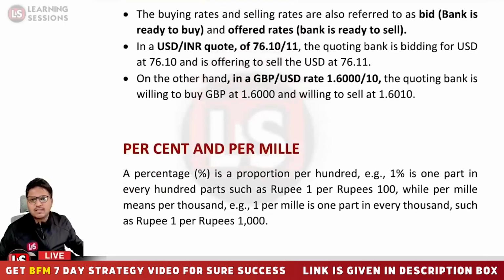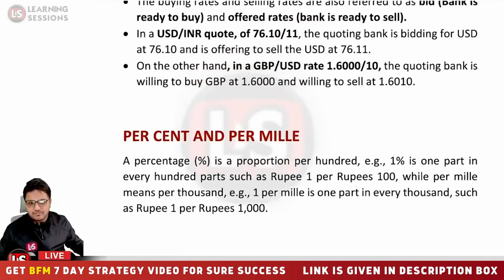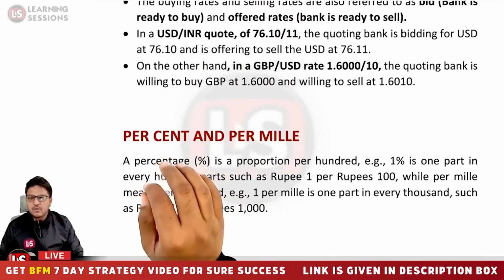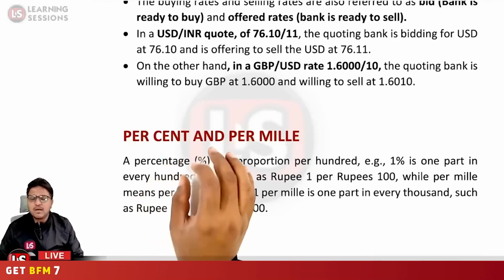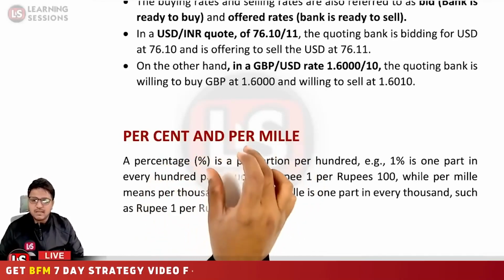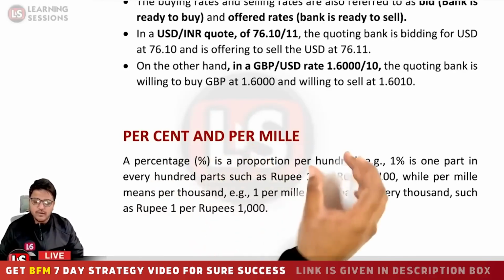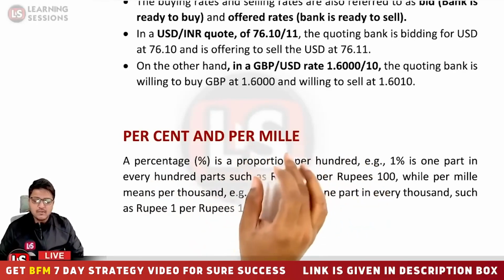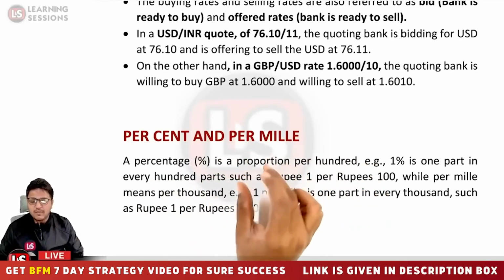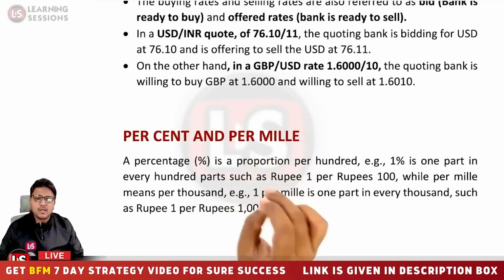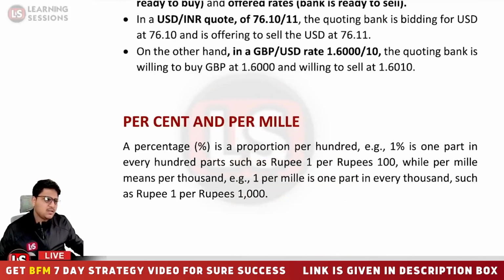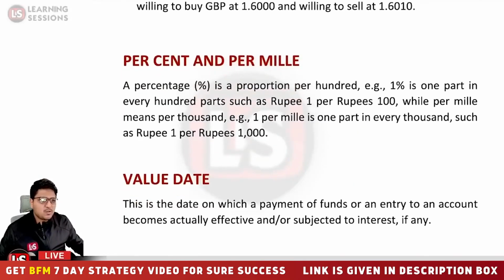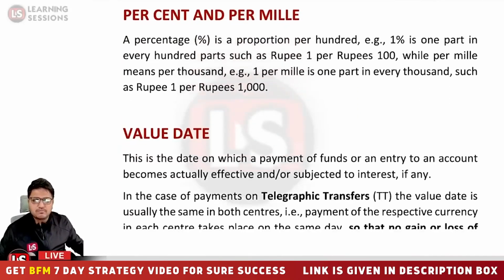And further, related to the concept of percent and per mille. Percent is basically a proportion per 100. If I say 1%, it indicates 1 out of 100. Whereas per mille, if I say 1 per mille, it is basically 1 per 1000. These are very small concepts, but questions definitely can be asked from here.